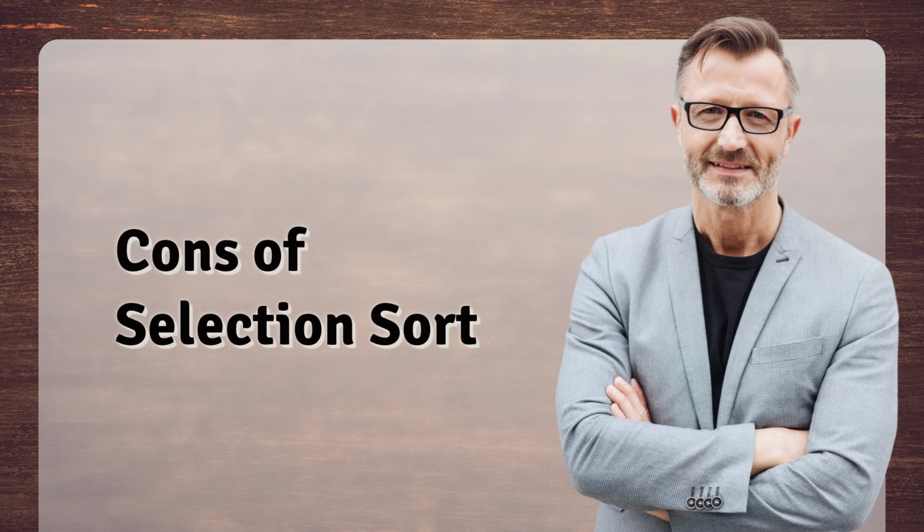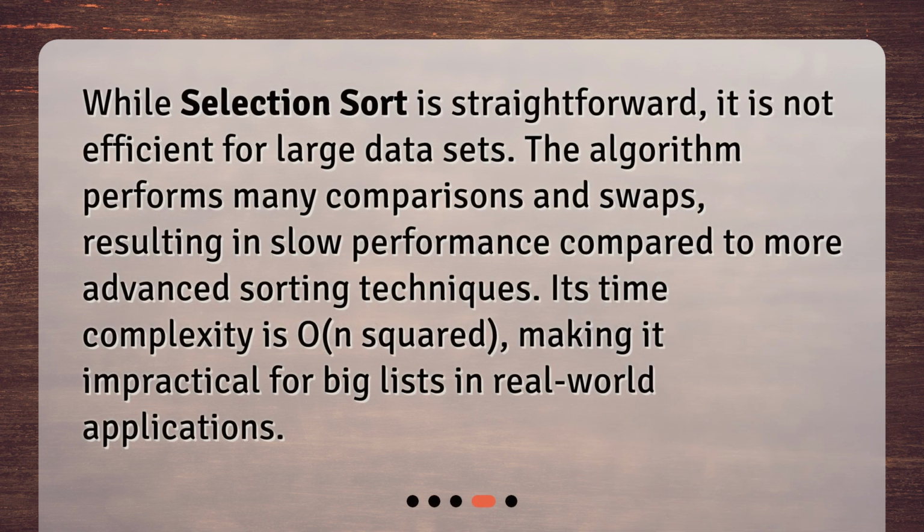Cons of selection sort. While selection sort is straightforward, it is not efficient for large data sets. The algorithm performs many comparisons and swaps, resulting in slow performance compared to more advanced sorting techniques. Its time complexity is O(n²), making it impractical for big lists in real-world applications.